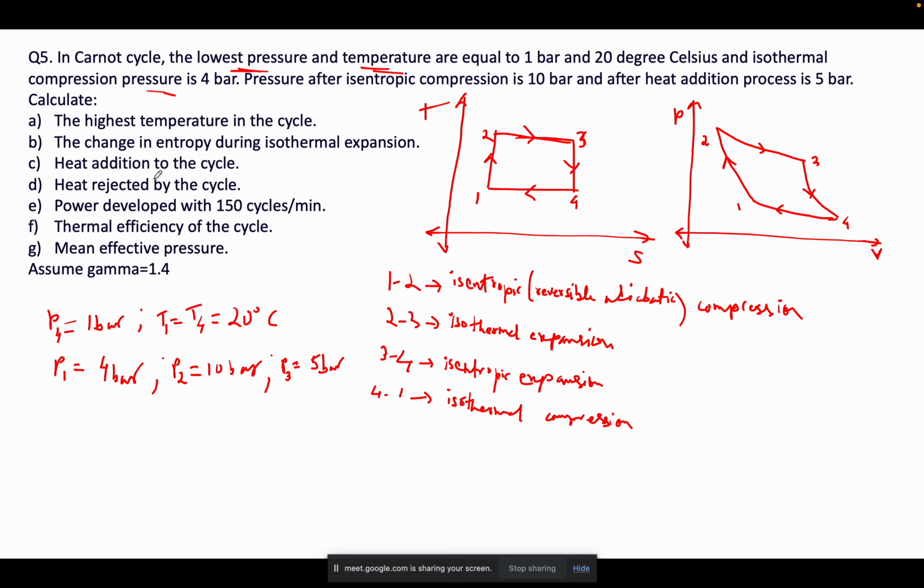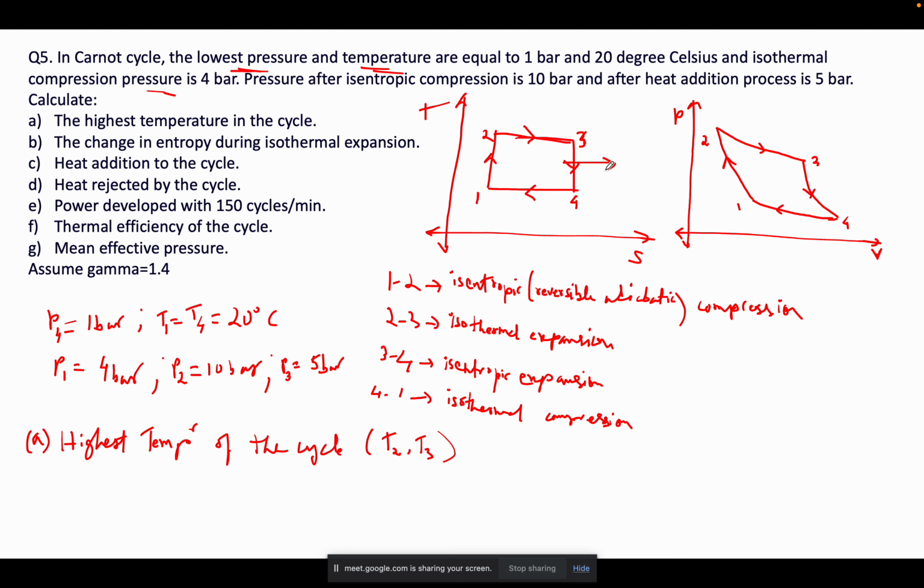Now you have to calculate the highest temperature of the cycle. What is the highest temperature of the cycle? It is either T2 or T3. If you find T2, it is basically T3 only. So let us start the calculations. Highest temperature of the cycle. Basically we need to calculate either T2 or T3, both are same.